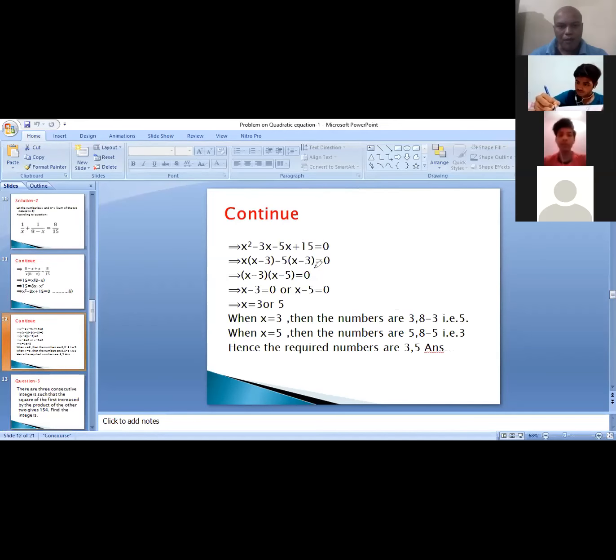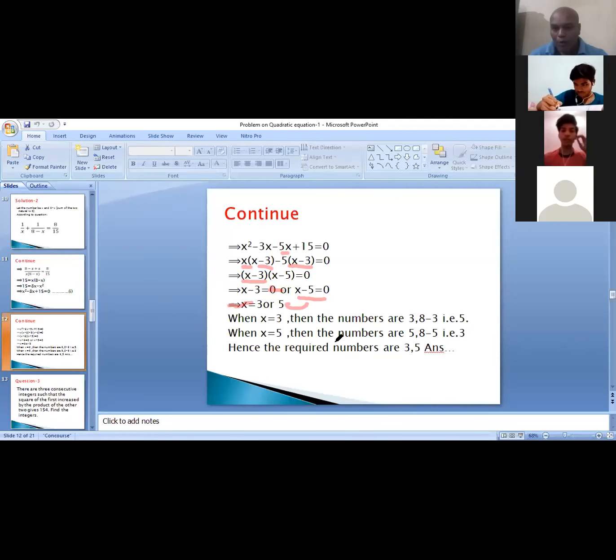Now you see this part. This is your common x, common here. x common here, this is your x minus 3. Here minus 5 common, this is x minus 3. You are getting x minus 3 and x minus 5. Okay, so either x minus 3 is 0, in that case x is equal to 3. If x minus 5 is 0, in that case x is equal to 5.